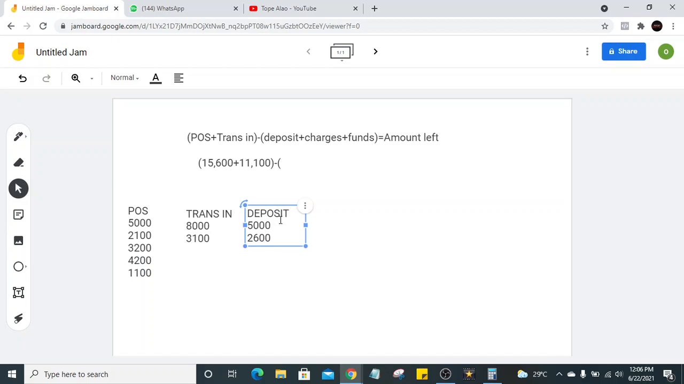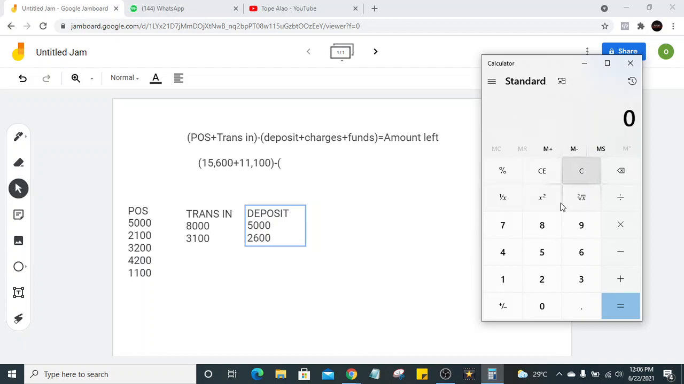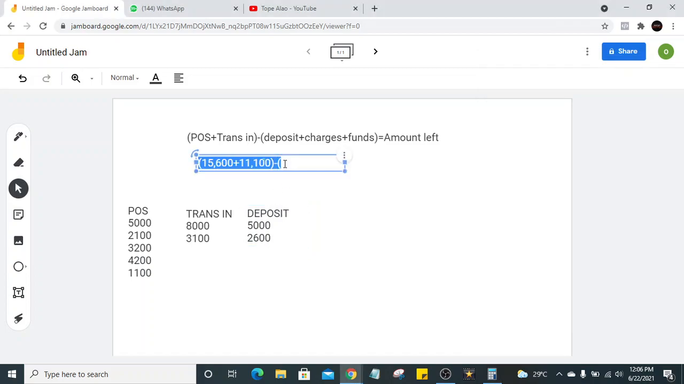Okay, so you add that together. Let's say I'm trying to make the value very small. So 5,000 plus 2,600. So that's the deposit you did for that day. So that's 7,600. Sorry, 7,600.